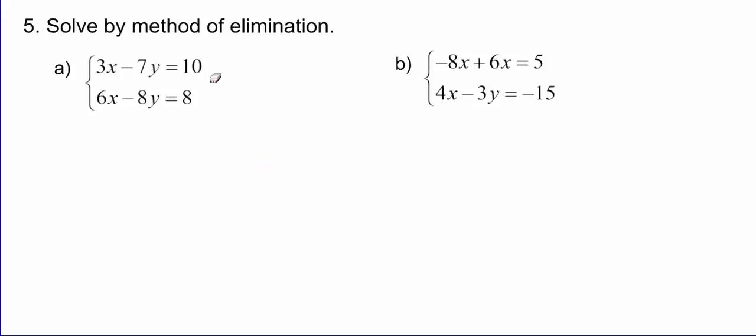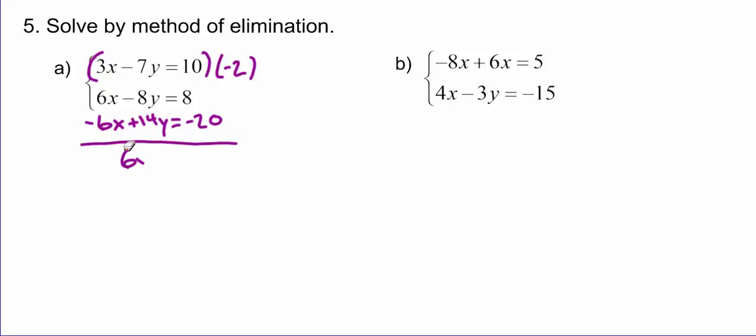All right, let's do the same process here. We're going to use method of elimination. And when I look at this, I see that the x's are probably going to be the easiest one to get rid of. So I'm going to multiply that equation by negative 2. So I'm going to have negative 6x plus 14y equals negative 20. That gives me 6y equal to negative 12. One step of division, and I get y equals negative 2.